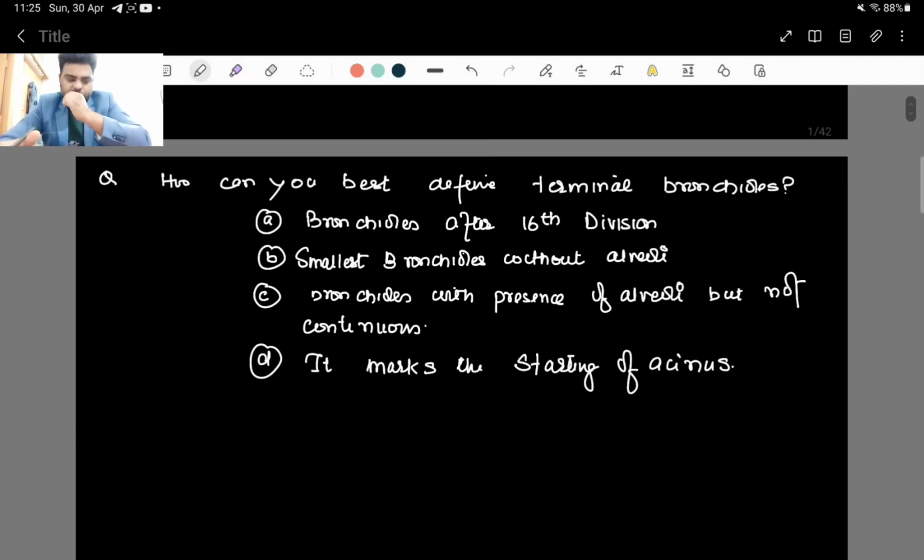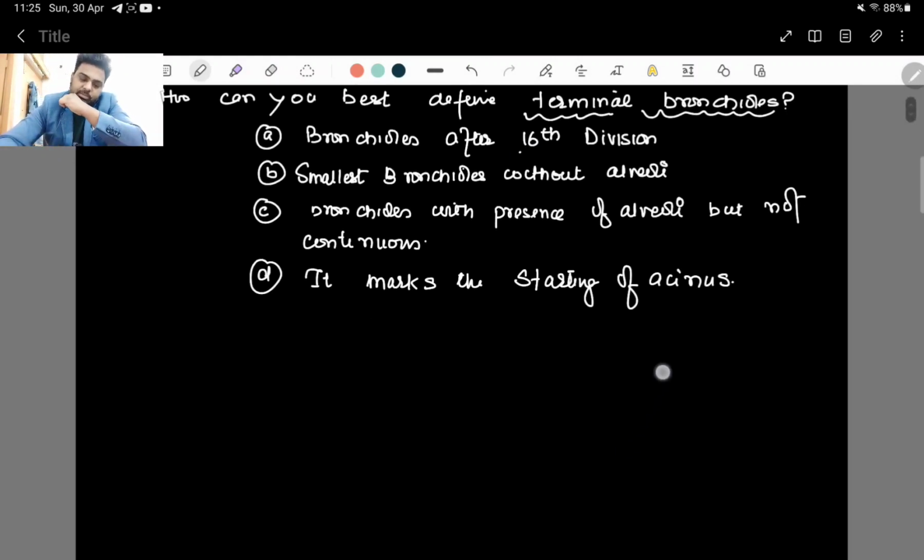Now I have a question in front of you. How can you best define a terminal bronchiole? How can you determine a terminal bronchiole? The first option is bronchiole after... So before going to the answer, we have to understand what terminal bronchioles are.